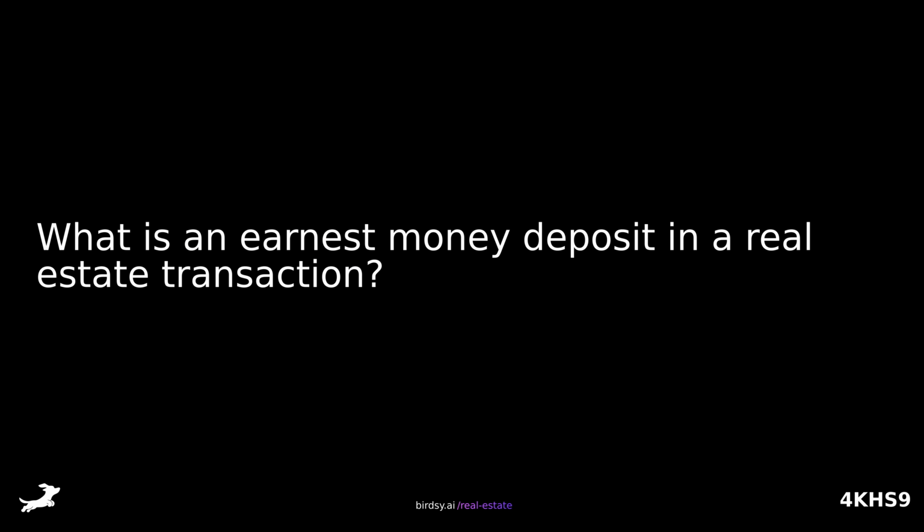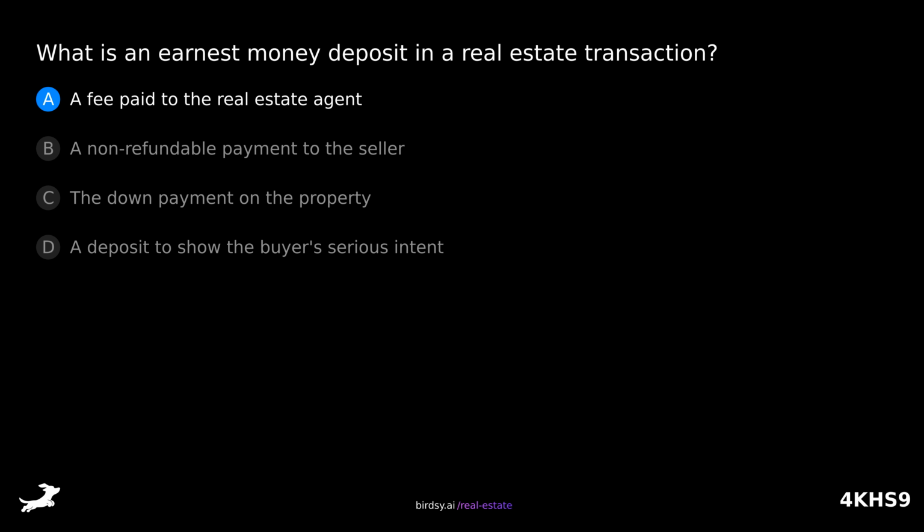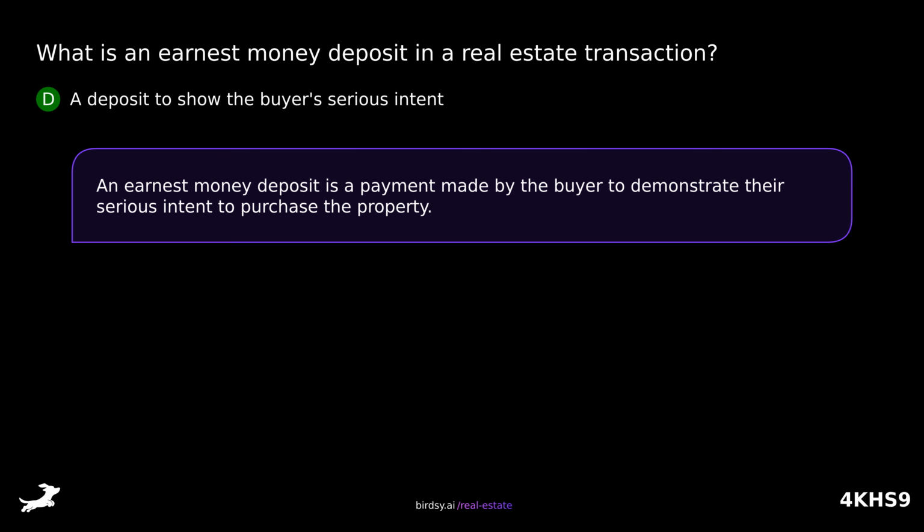What is an earnest money deposit in a real estate transaction? Is it A, a fee paid to the real estate agent, B, a non-refundable payment to the seller, C, the down payment on the property, or D, a deposit to show the buyer's serious intent? The answer is D, a deposit to show the buyer's serious intent. An earnest money deposit is a payment made by the buyer to demonstrate their serious intent to purchase the property.